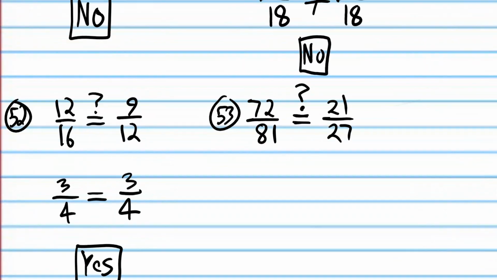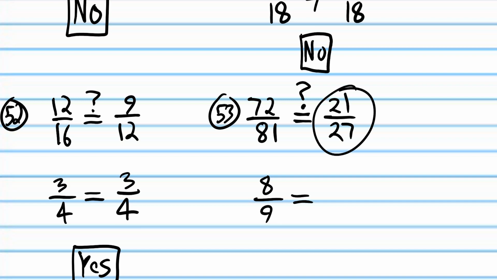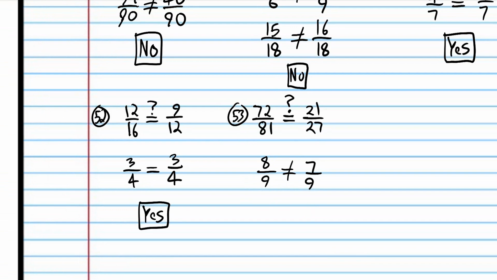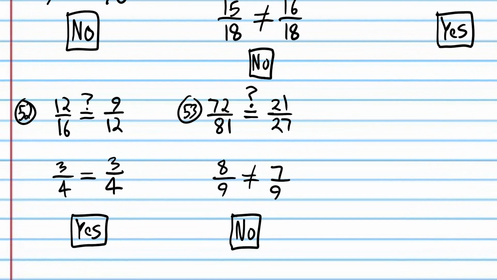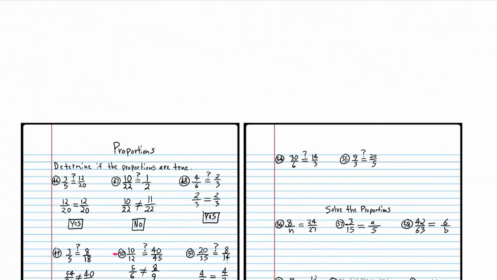All right, we're back. Divide both sides of this fraction by 9, and we get 8 over 9. Divide both sides of this fraction by 3, and you get 7 over 9. And you can see that that is not a correct proportion, so we would say no. So if you got those answers, good job. All right, on to number 54.